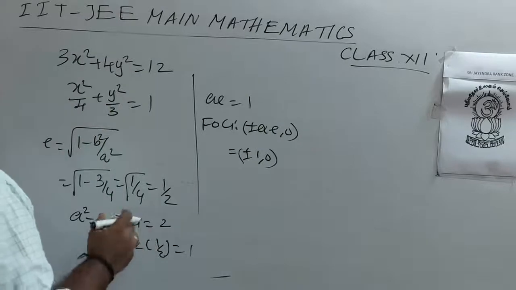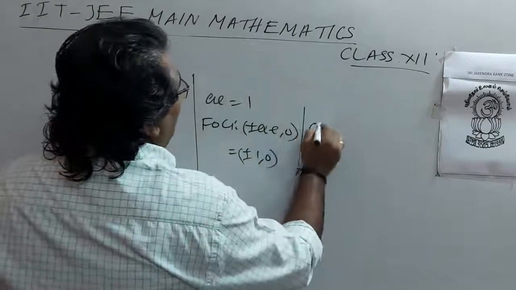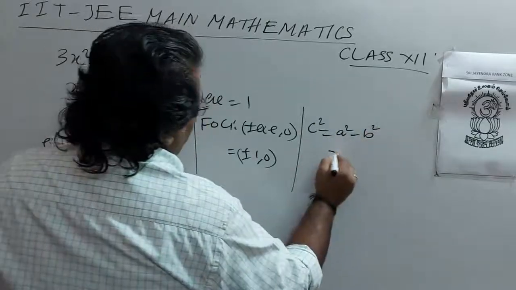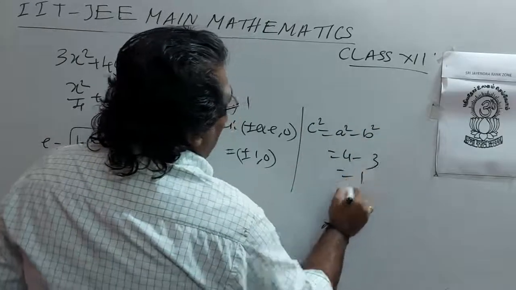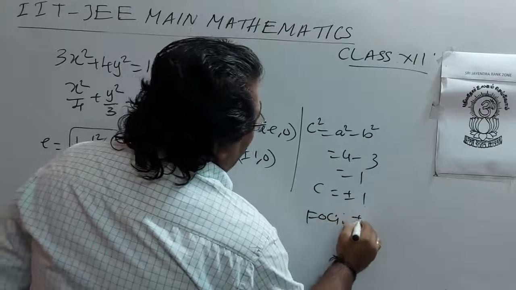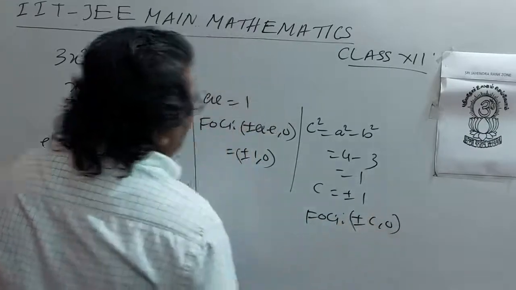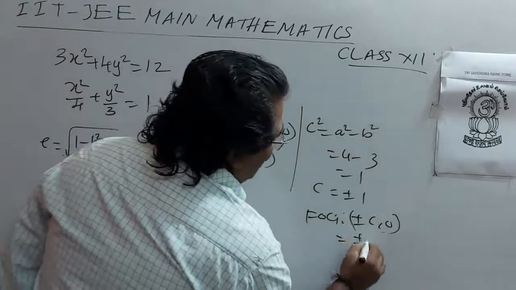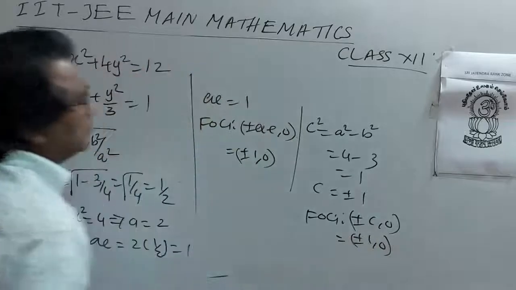These foci can be found in some other manner. We have one result c squared equal to a squared minus b squared, that is 4 minus 3, 1. C equal to plus or minus 1. Foci plus or minus c comma 0. So foci can be found using this method or this method, that is plus or minus 1 comma 0.